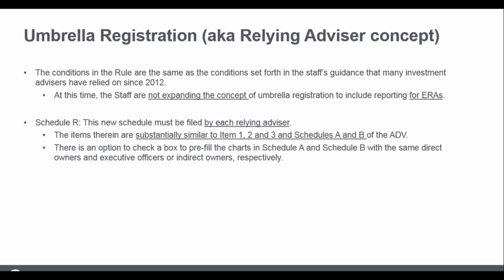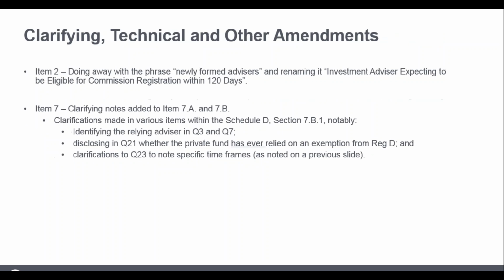And then an important note is that "U" used within Schedule R is going to refer to the relying advisor. So the takeaway here really is, again, they're not changing the conditions that are related to relying advisors. So if you currently have a relying advisor listed on your Form ADV, it's generally just going to be a matter of moving that advisor over to the Schedule R.